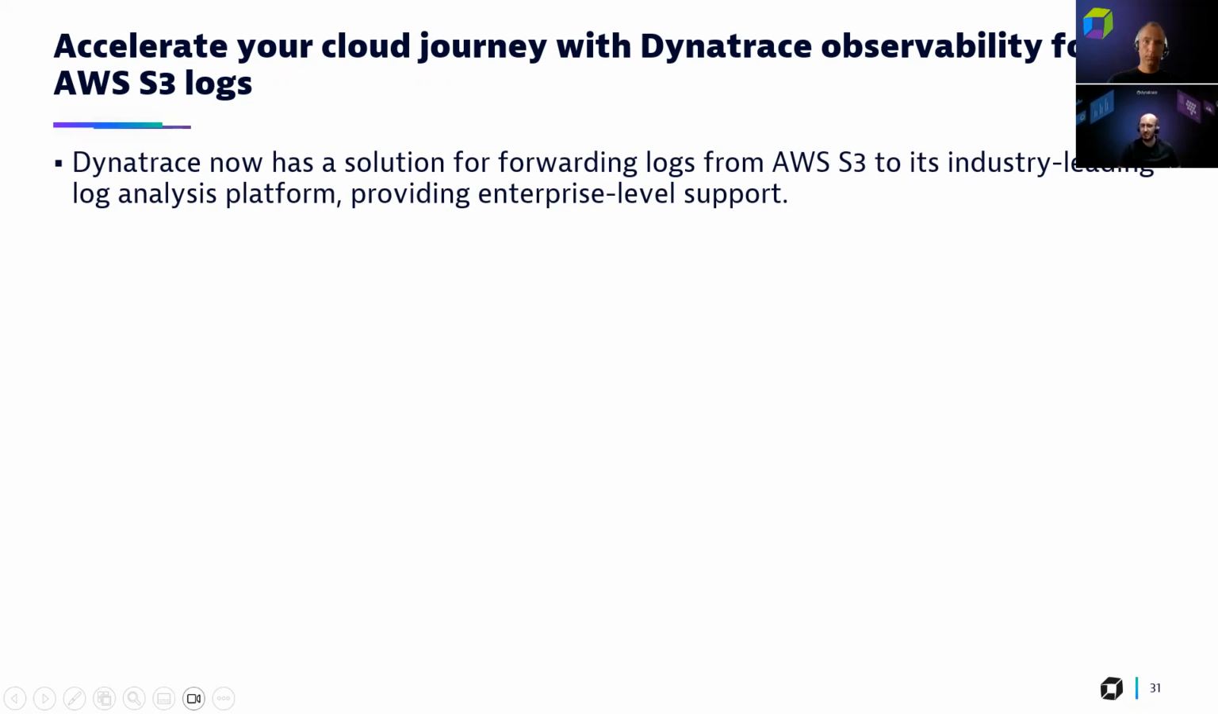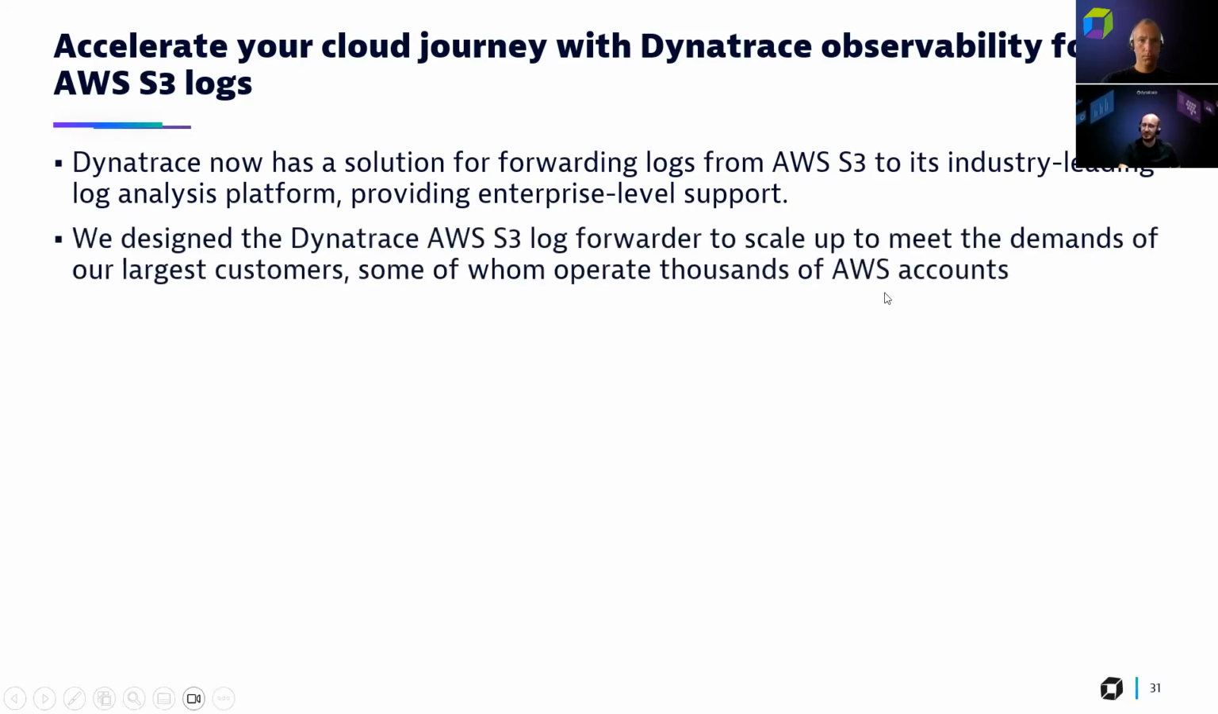To date, some of our customers already use open source or community-backed components to forward logs from S3 to Dynatrace, but now it's also available on our end. We introduced a preview for early adopters with community support only, but now it's important to know that we have a release with enterprise-level support. So this log forwarder is designed to scale up to meet the demands of our large customers, some of whom operate thousands of AWS accounts.